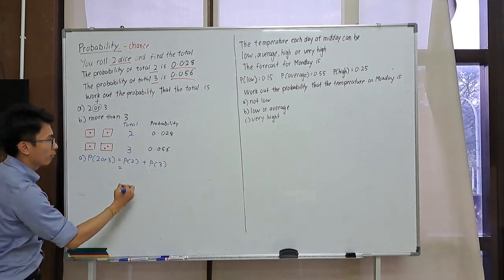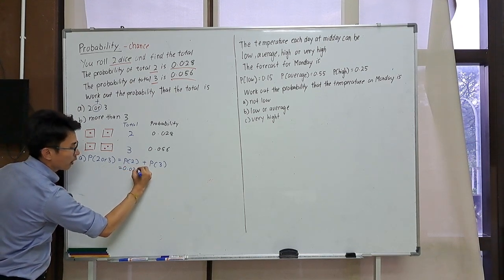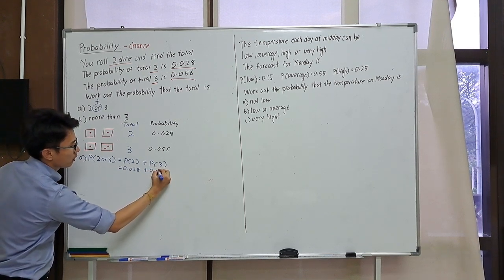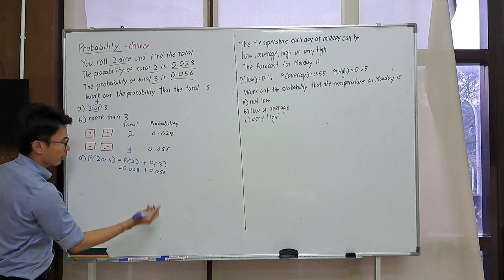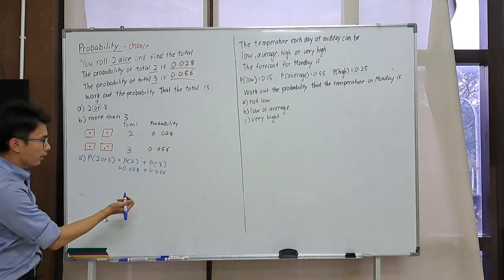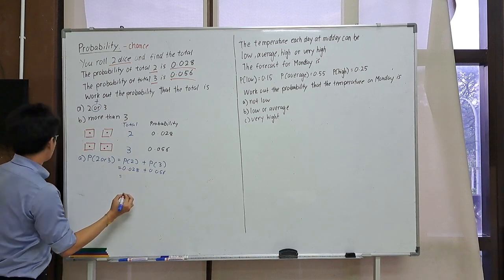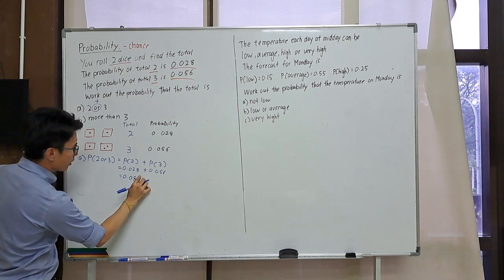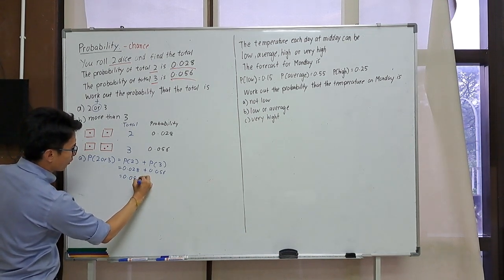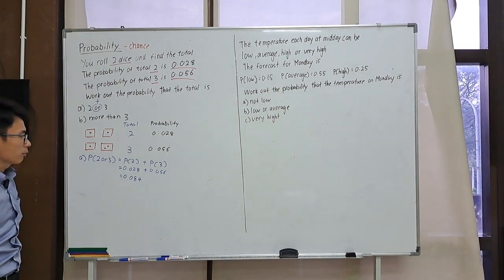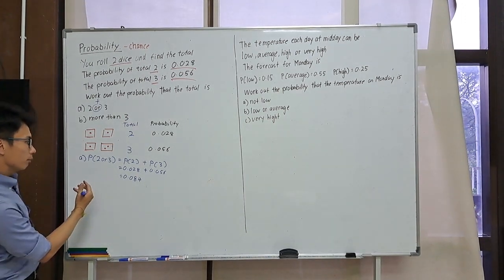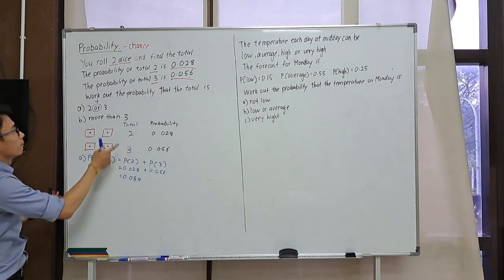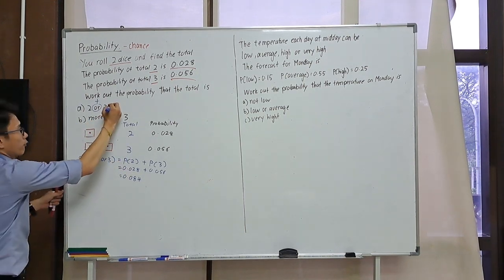So I have my probability already, which is 0.028. Okay, and I add with 0.056. Alright. So I am going to add up the probability, and I'm going to get 0.084. All right. So that's my answer over here. So the next one over here, okay, we are done for this.